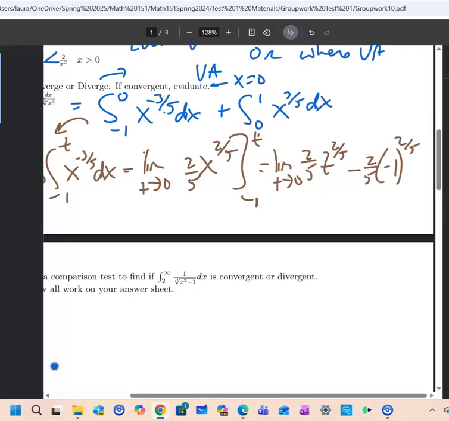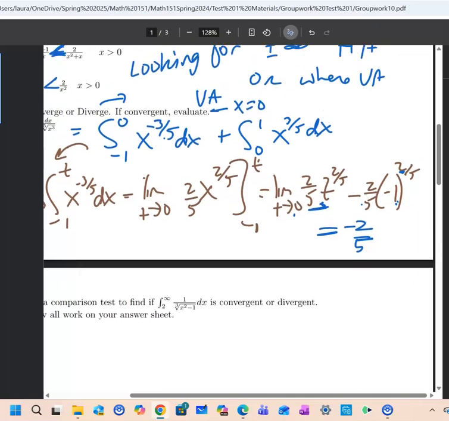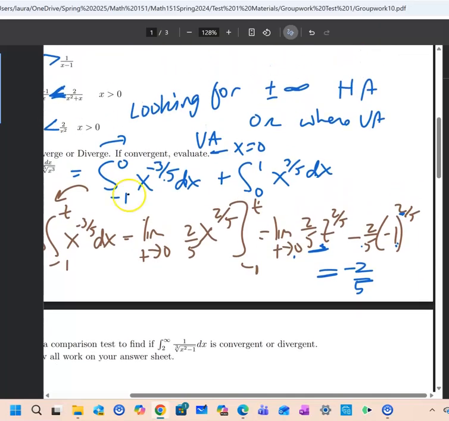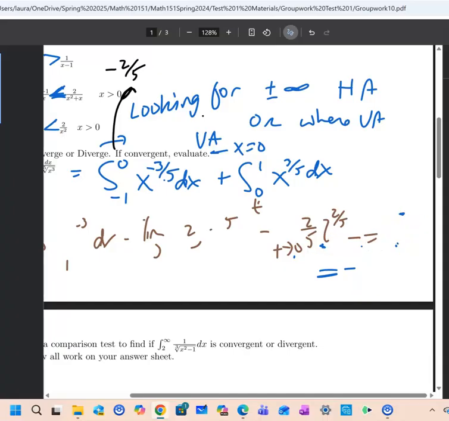All right, let's think about this. If I'm putting in 0, well, that gives me 0 there, right? And if I square the negative 1, that gives me a positive 1. And so then this whole integral gives me negative 5/2. So what happened is that this first part gave me a number, so it did converge. So now it's my job to go do the other integral to find out if it converges. And if it converges, then I add those two together.